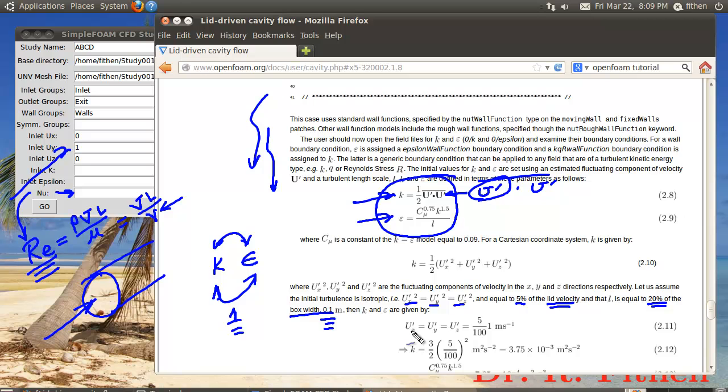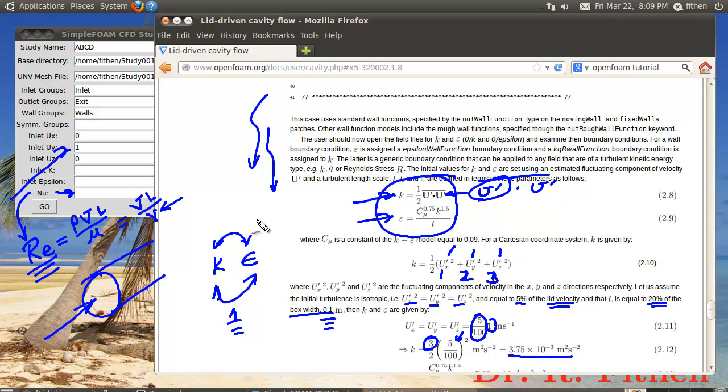So what he's saying is that all of these are 5/100ths of 1 meter per second, and then what he does is he puts them in here, and the reason there's a 3 here is because there's a 1, 2, and a 3 here. So it's 3/2 of 5 squared, which each one of these numbers is squared, and he gets this value.